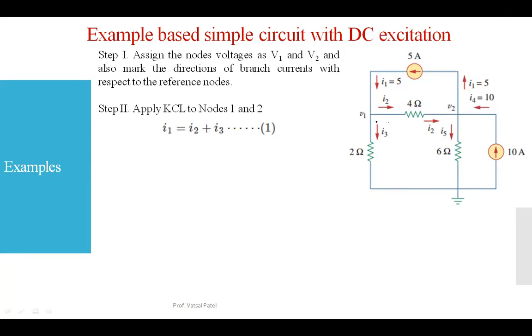I3 is here. If we apply the KCL on this second node, what will be the current equation? Can you identify and tell me? Identify the current direction towards the node and the current direction away from the node. So, according to the statement, the sum of the current entering the node is equal to the sum of the current leaving the node.